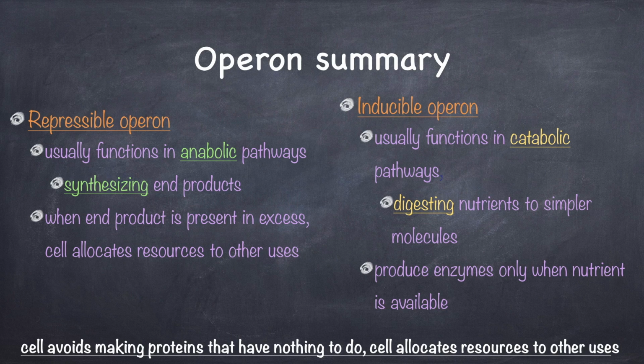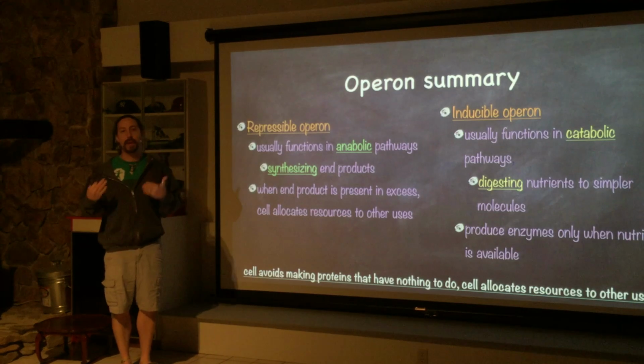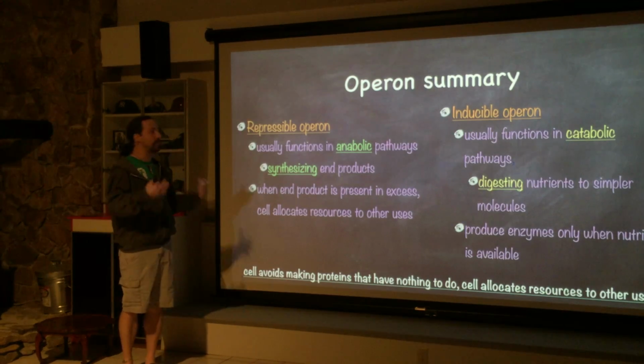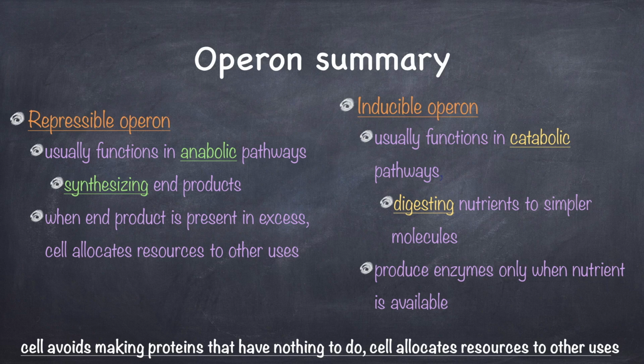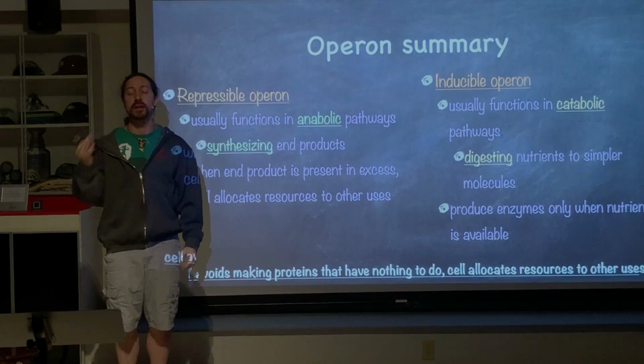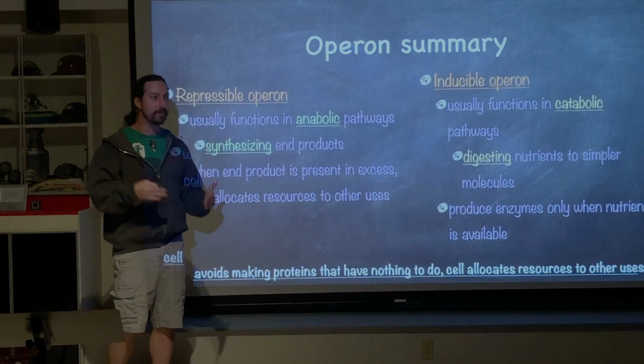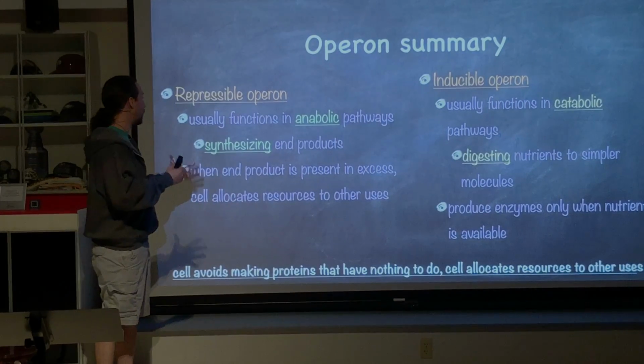In general, what we can look at is that repressible operons are typically for anabolic pathways. In other words, pathways where we are synthesizing our end product, trying to build up our end product. So once the prokaryote has synthesized enough of the end product, the operon must be shut down. And those are the repressible operons.